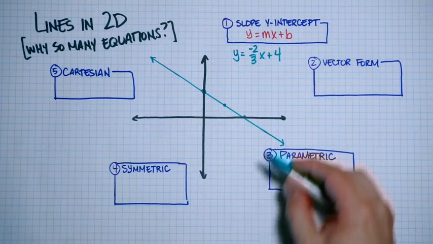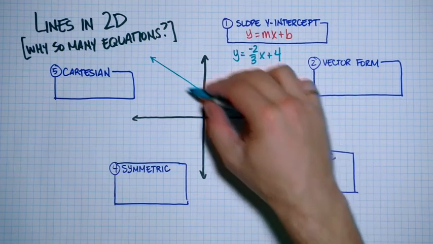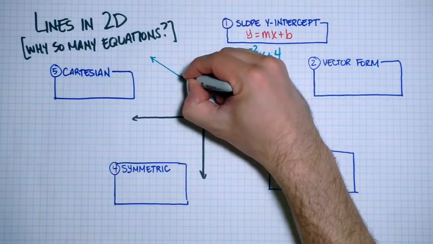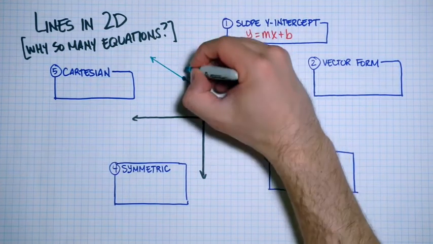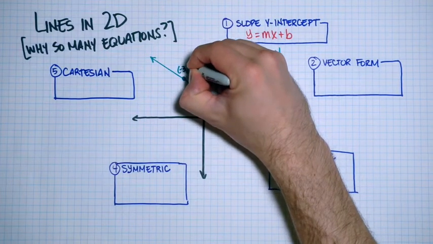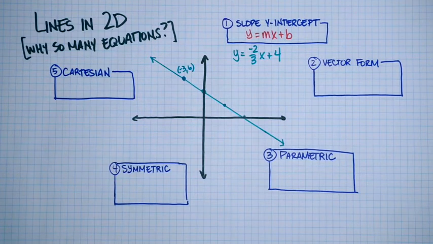So if we think about how we could possibly express this line as a vector, let's think about this. I'm going to choose a point on the line. I'm going to choose this point right here. So this point right here would be negative 3 and 6. And say we were starting at that point. How could we get to another point on the line with a vector?